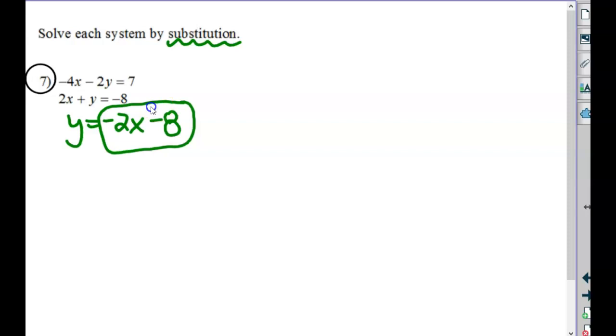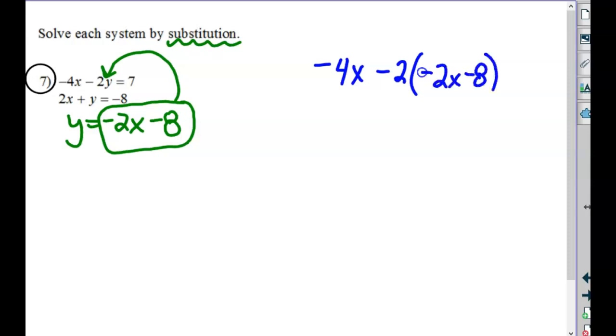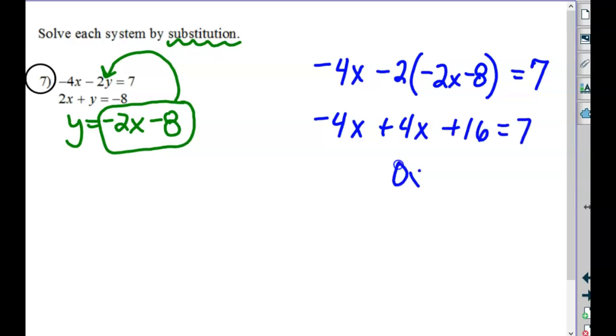Yeah, this is actually the second equation rewritten, so it has to go back into the first one. You can't substitute back into itself, though it's going to have something weird happen here. We have -4x minus 2 times y, which is being replaced with -2x minus 8, and that's all supposed to equal 7. What happens? So I have 0x plus 16 equals 7.